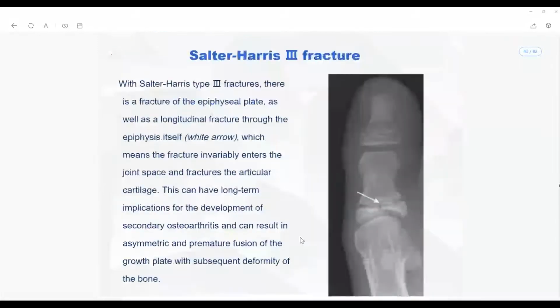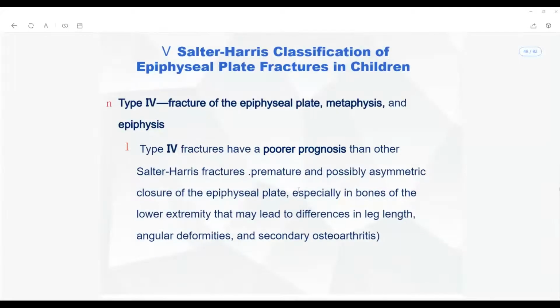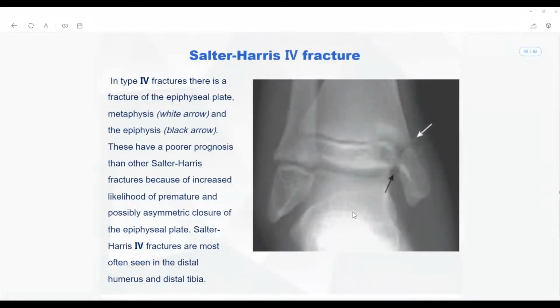But what is the difference between type 3 and type 4? The epiphysis, metaphysis, and the epiphyseal plate, all three components are involved together, right? Generally they happen in the lower extremity, where they result in differences in length, angular deformities, and secondary osteoarthritis as well. So that is how they come together. So let's try to understand what exactly he meant by this.